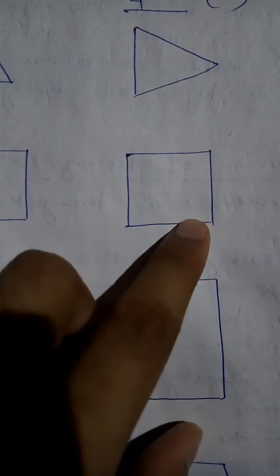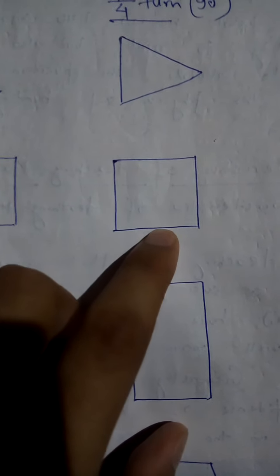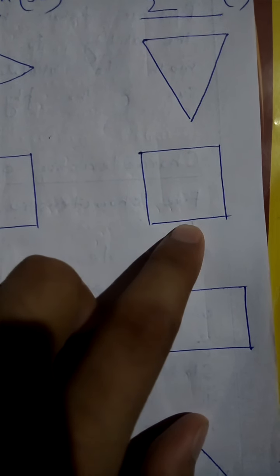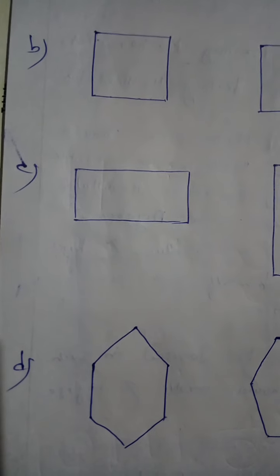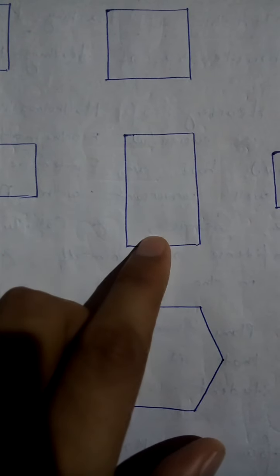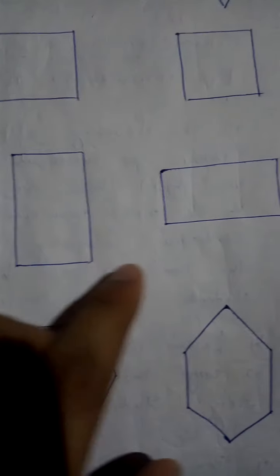This one is a square. Square after a half turn is the same square, and after 180 degree also the same. This one is a rectangle. Rectangle after a 90 degree turn looks like this, and after a 180 degree turn, the same rectangle.